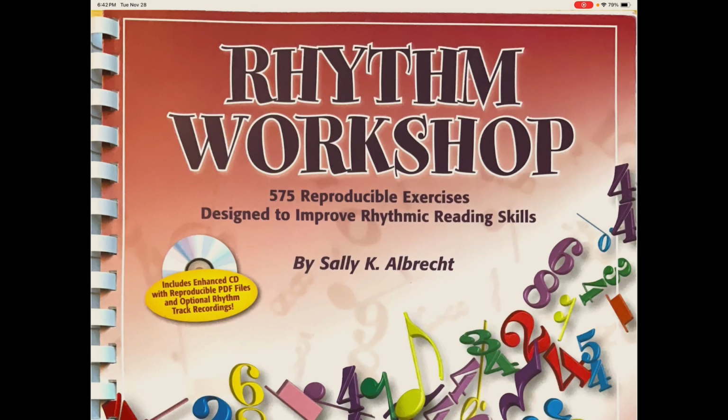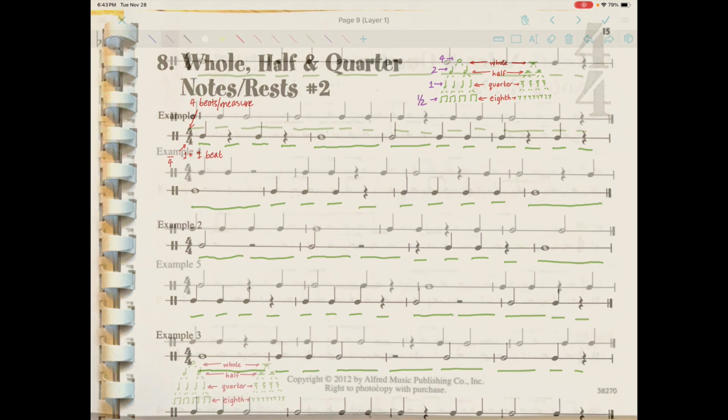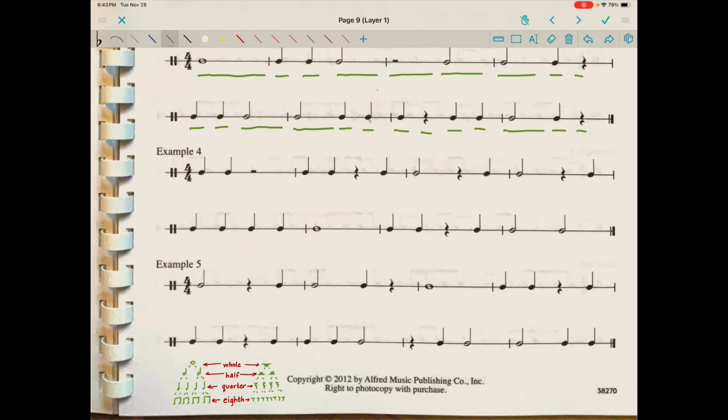Returning to Rhythm Workshop by Sally K. Albrecht. We are returning to exercise 8 in the 4-4 section of the book, and we'll be starting with example 4. So as always, we'll start by decoding the time signature. The top number of the time signature tells us that we can expect 4 beats per measure. And the bottom number tells us that a quarter note will be our beat or pulse note.